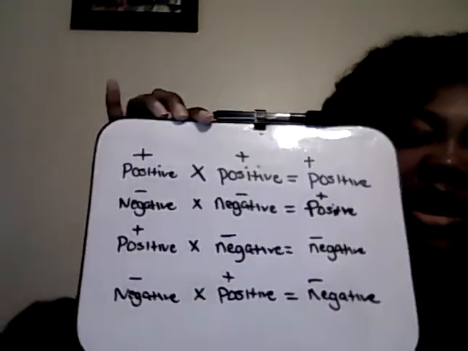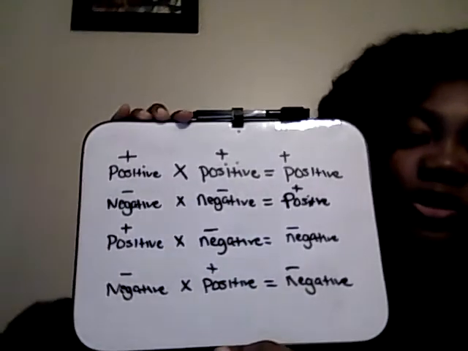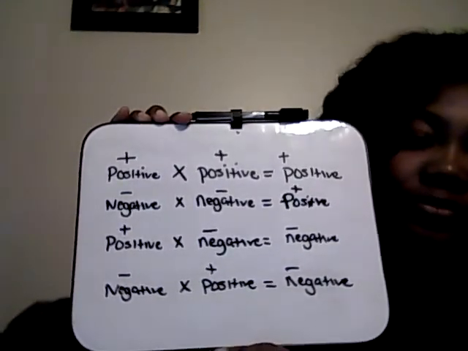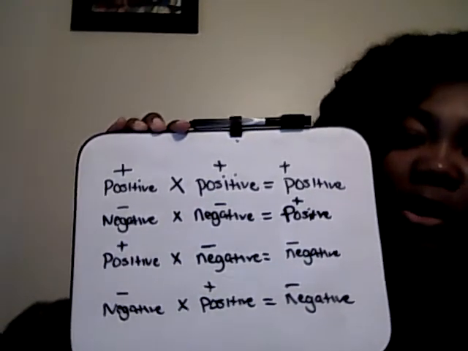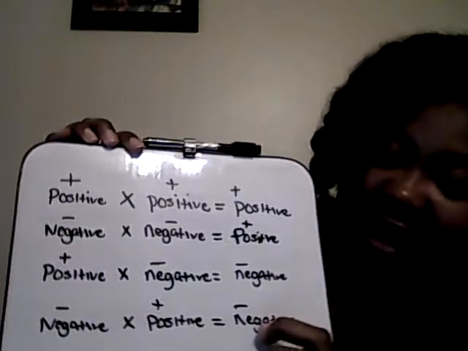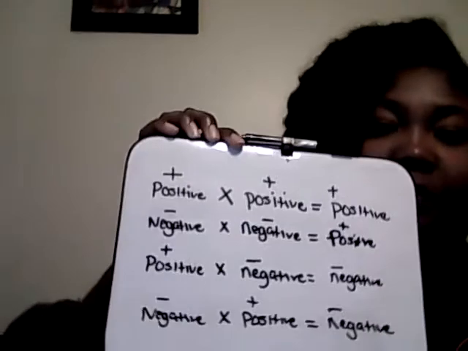We're going to do some examples as well, as usual. So it doesn't matter if the first number is negative or the second number is negative. When you're multiplying, the answer is still going to include a negative at the end. Okay?